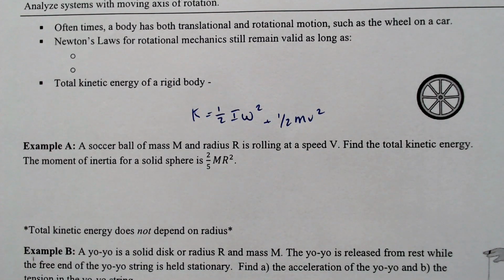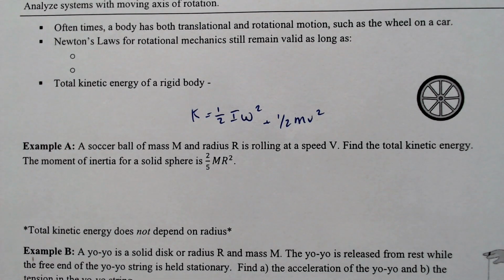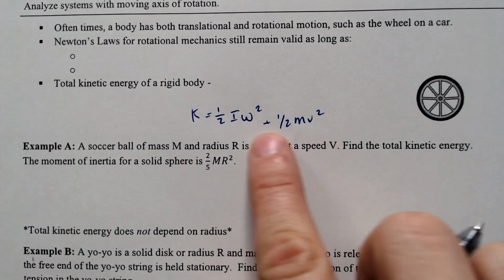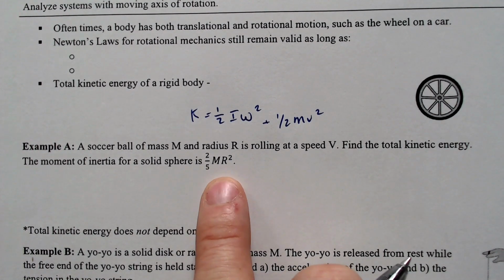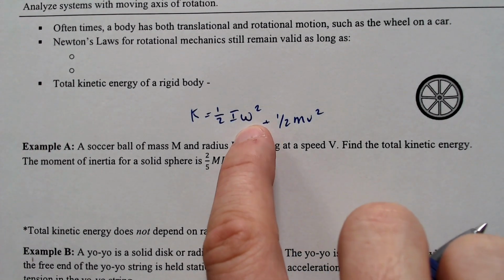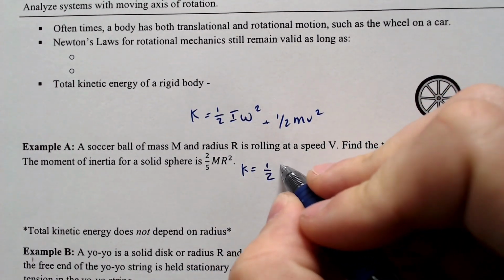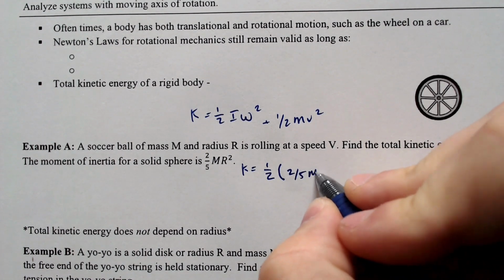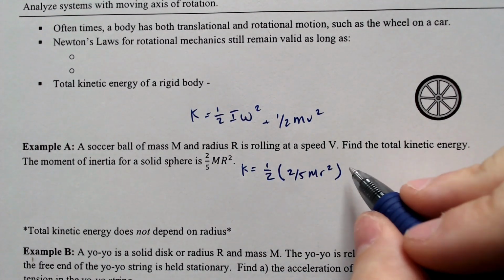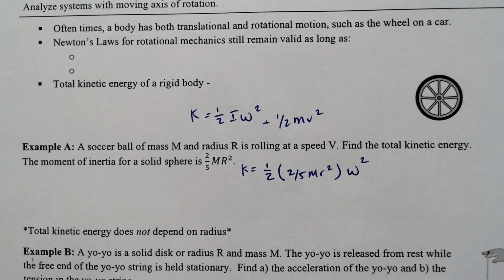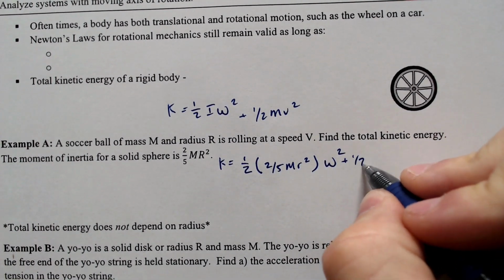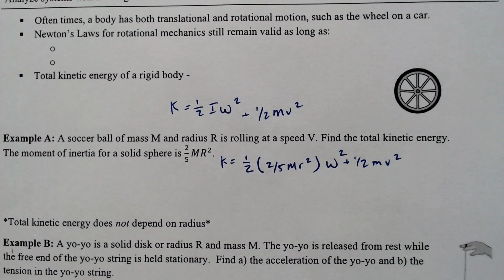In order to simplify things, we are going to convert one into the other so that we can actually combine some like terms here. Because to be honest, this is pretty easy. We could just plug in the 2/5 mr squared for the I and you could call it a day. So your total kinetic energy would be 1/2 of the 2/5 mr squared times the angular velocity squared plus 1/2 mv squared. Now, typically that's correct, but we're going to want to try and simplify it a little bit.